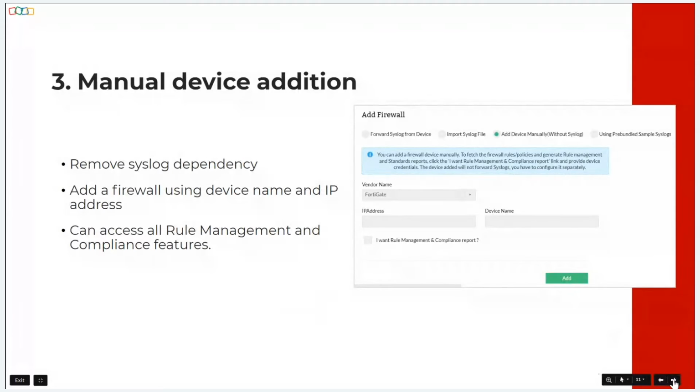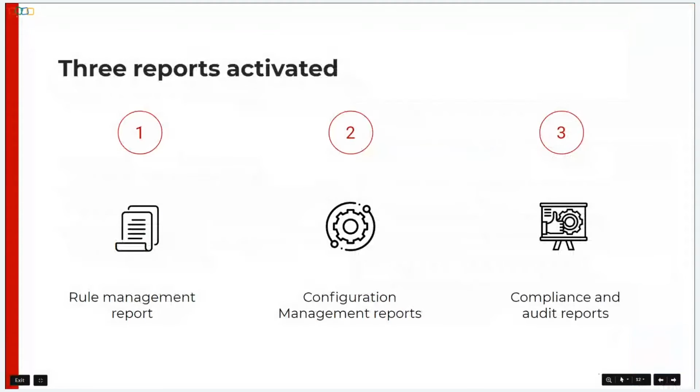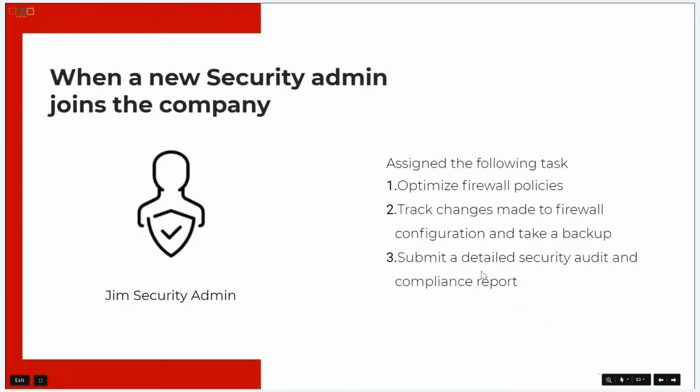So moving on. Once you have successfully fetched the rules and configurations of a firewall or discovered your firewall, you get access to three primary reports from Firewall Analyzer, which are the rule management report, the configuration management report, and finally the compliance and audit reports. So now let me explain all of these features using use cases so that it will be easier to understand how these features will help you in real time.